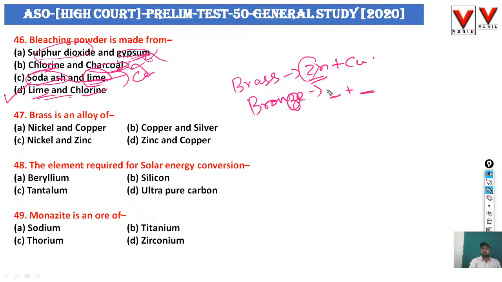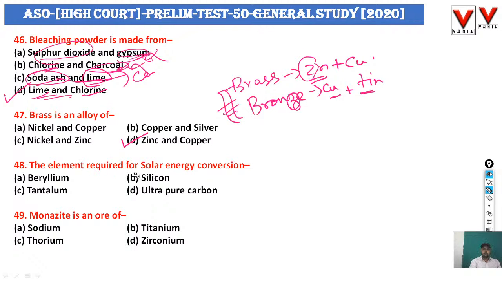Fine. So bronze, if you write it down, is copper plus tin. Okay, so these two alloys are very important. Do remember them. They can be asked in any of your examinations. Well, so moving on to the next question. So the answer to this question is option D. Next is question number 48.